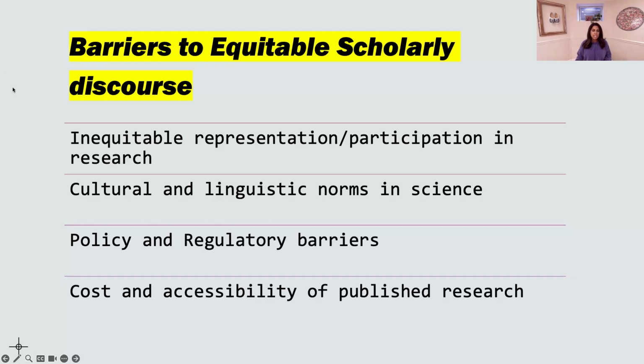So English is the language of science, and that leaves a lot of researchers who do not use English as their native language unable to communicate effectively and often left out of publishing altogether when their research is rejected from journals. There are also policy and regulatory barriers, and then there's the cost and accessibility of published research. So it can cost money to access research if it's behind a paywall, or it may cost money to even publish research if you'd like to be published in open access journals. And the fees for publishing health research are quite high.